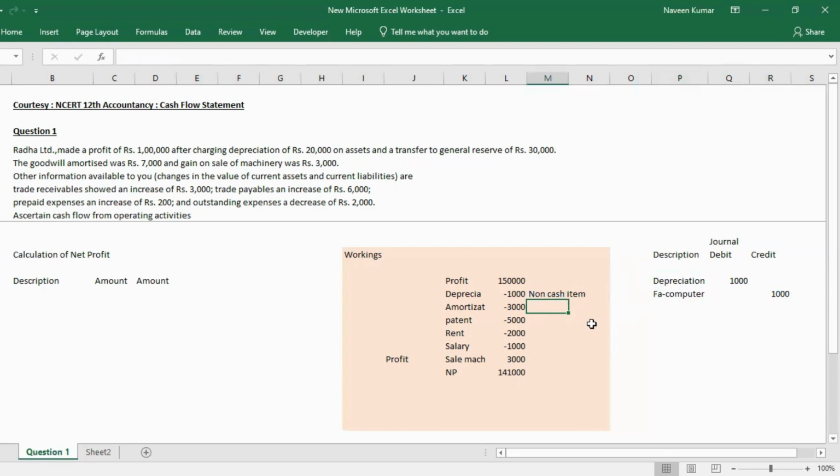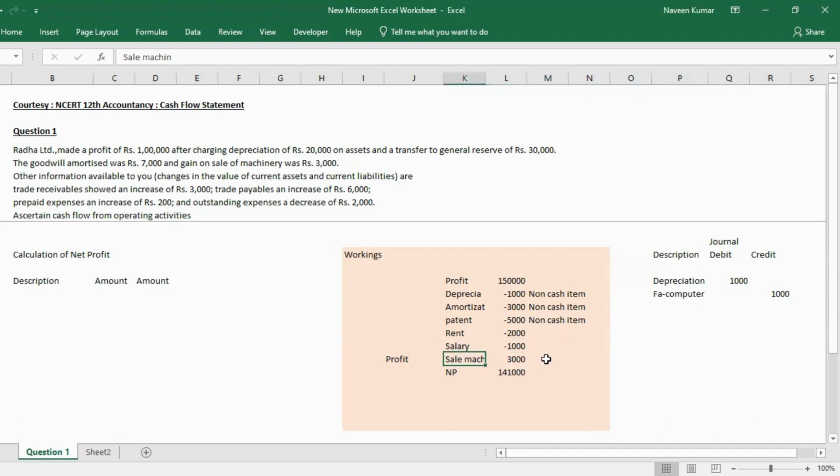So this is a non-cash item. Likewise, this amortization also is a non-cash item. Patent also is a non-cash item. There is no cash involved. So this rent is operation. I'm using some office and paying rent, so this is an operation item. So this has to be included in the net profit, and salary as well.